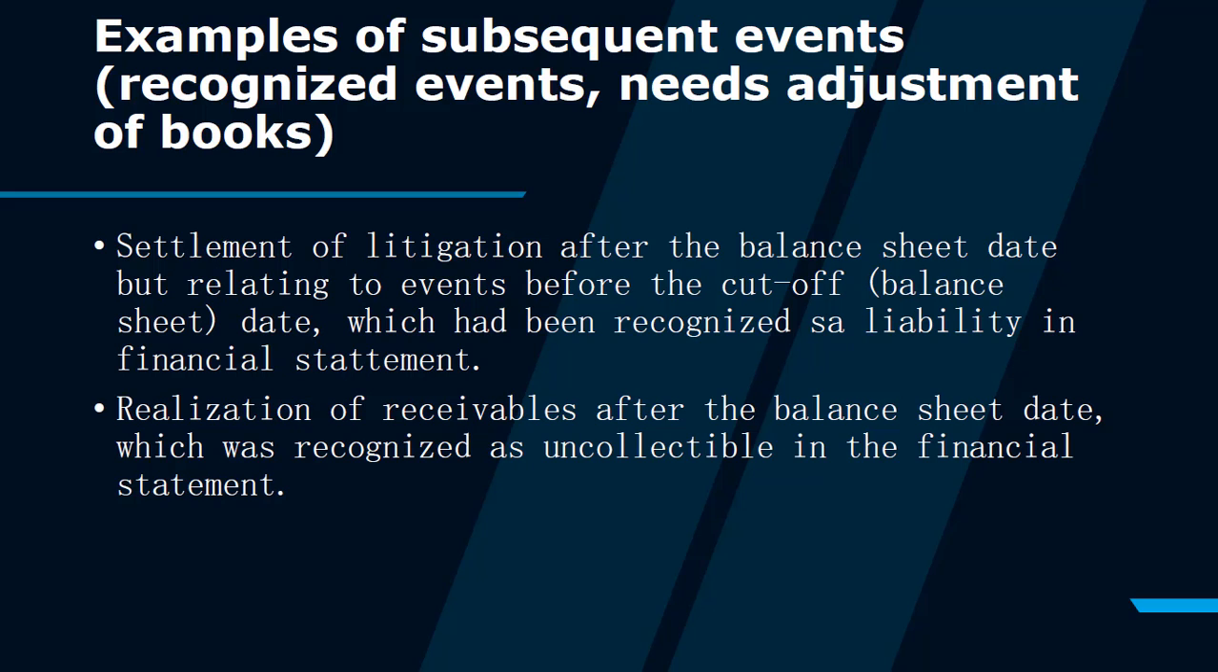So in this slide, these are events that may require adjustments of the books. The first one is settlement of litigation after the balance date, but relating to the events before the cutoff date. So it was previously recognized as a liability, but as reporting requirement goes, you need to adjust it.